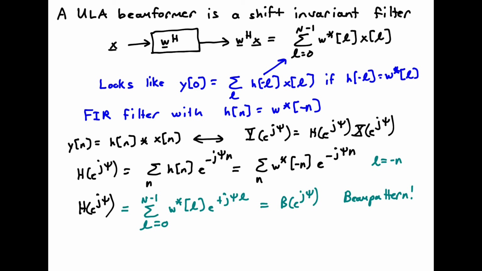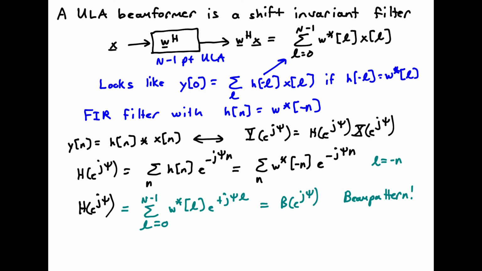So I can write that summation as the sum over L equals 0 to n minus 1 of w conjugate of L, because of the Hermitian there, times x of L. I'm assuming that this is an n minus 1 point ULA, so I have n minus 1 sensors. That's my assumption. Well, this equation looks a lot like the equation for the output of that discrete time LTI system at a single time point 0.